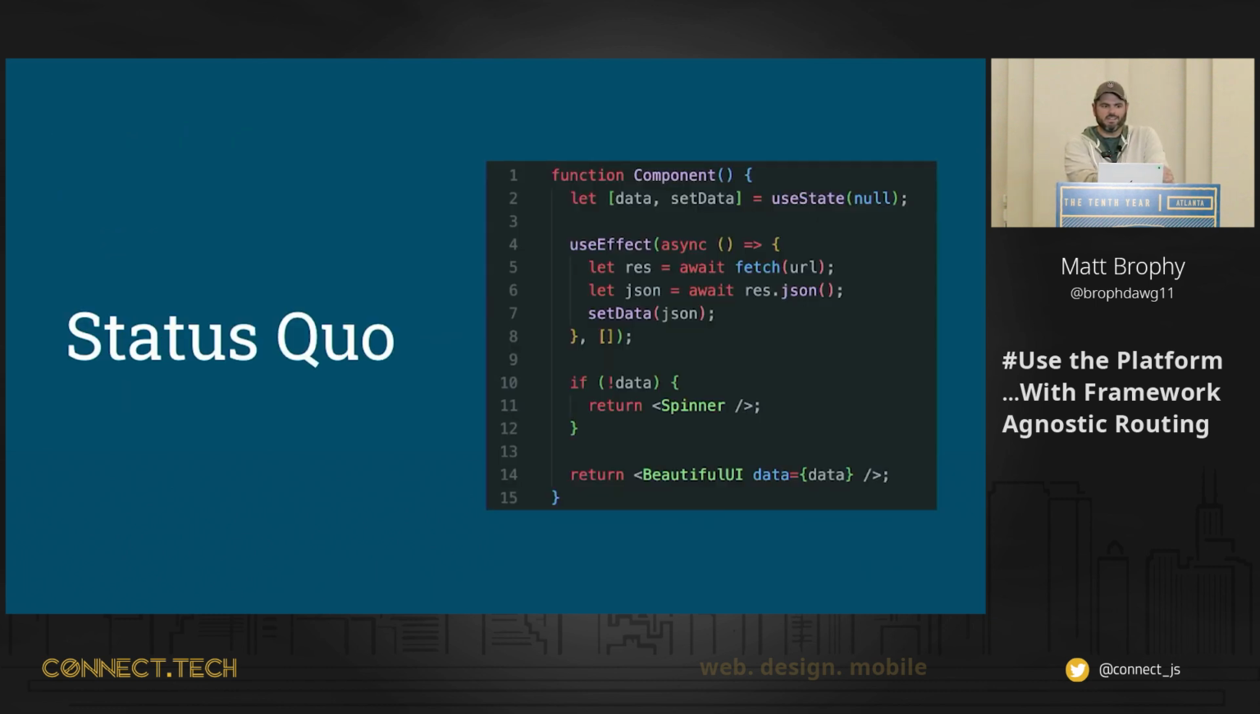So the status quo for loading data today probably looks something like this. If you're writing React, we're fetching in components quite often. So you have a component, it's managing a little bit of state, it's kicking off a fetch inside of an effect, it's setting the state, showing a spinner while we're waiting for that fetch to come back, and then eventually rendering the UI. This is a pretty common pattern, but it has a number of errors and edge cases that we haven't accounted for in this simple code.